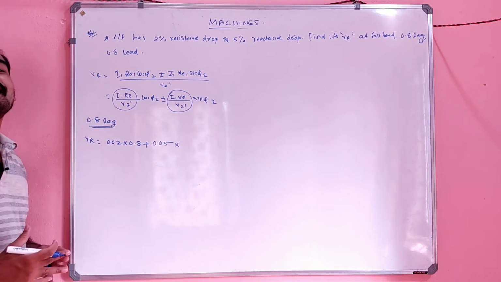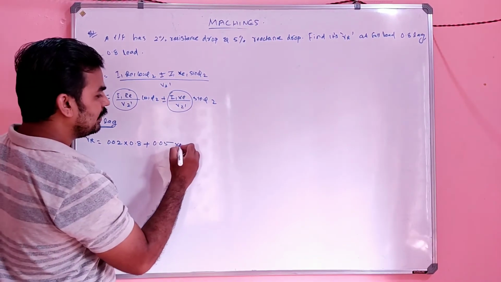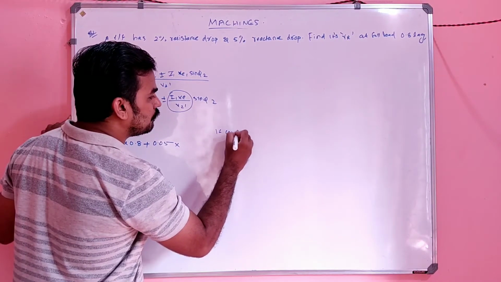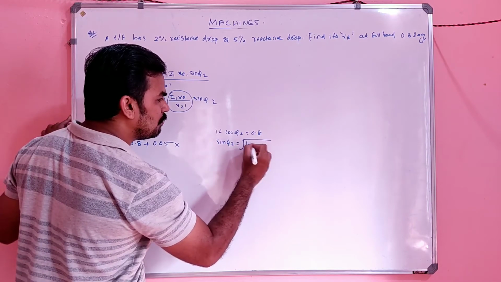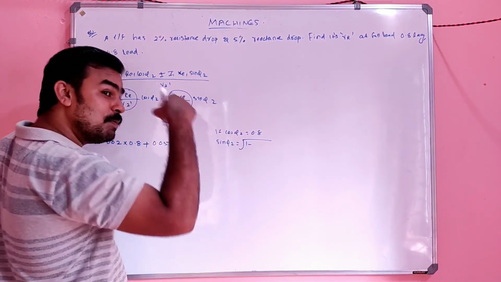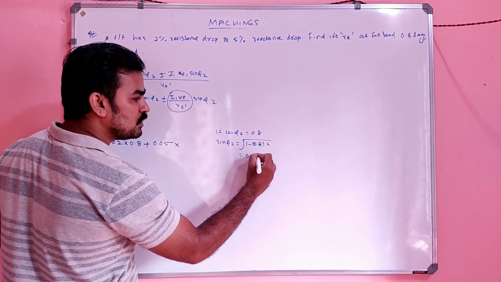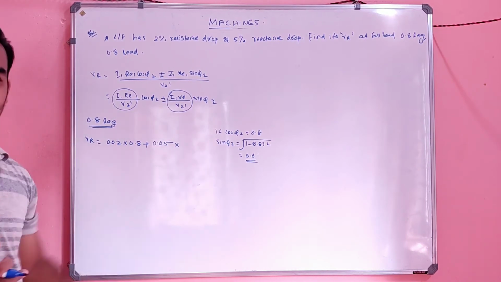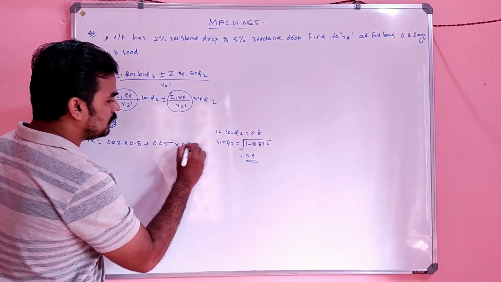In terms of per unit, or in terms of actual value? It will be 0.05 into sin phi 2. If cos phi 2 equal to 0.8, sin phi 2 will be equal to root of 1 minus cos square phi. Sin square phi plus cos square phi equal to 1, so sin square phi equal to 1 minus cos square phi. It will be definitely 0.6. It's a common value; you have to memorize it. If cos phi is 0.8, sin phi will be 0.6.